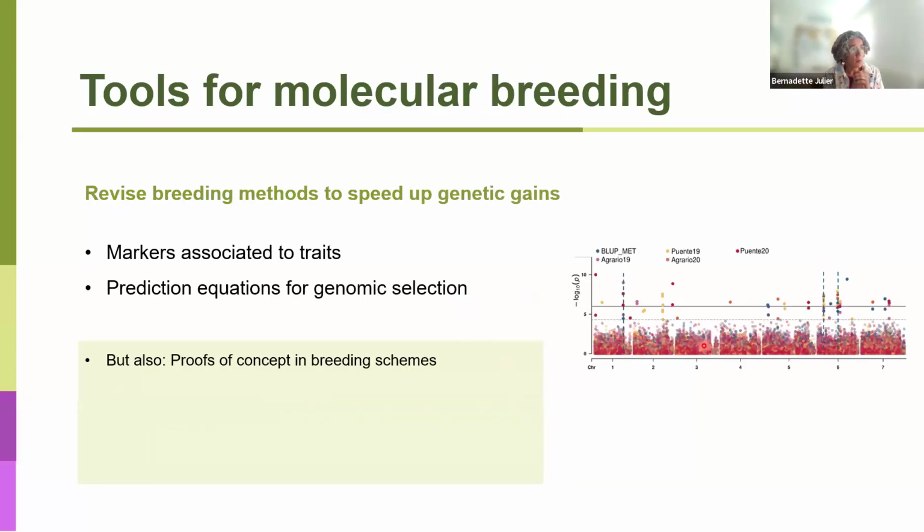We are developing tools for molecular breeding as a way to speed up genetic gain. So developing markers associated with traits, but also developing prediction equations for genomic selection. And this will go up to proofs of concept in breeding schemes.